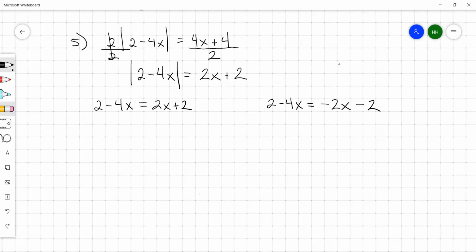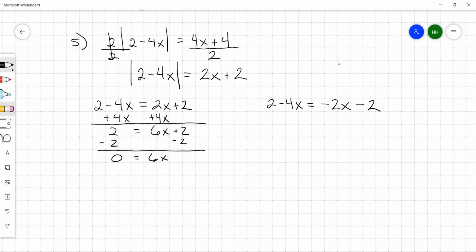So on this left-hand equation, we're going to solve it. We're going to add 4x to each side. We get 2 is equal to 6x plus 2. Gonna divide by, nope, check that. We're gonna subtract 2 from each side. And we get 0 equals 6x, and then divide by 6. So 0 equals x. There's one of the solutions. One of the potential solutions.